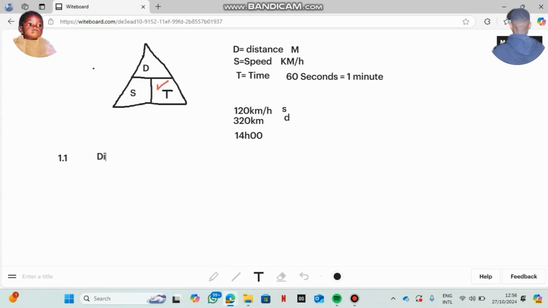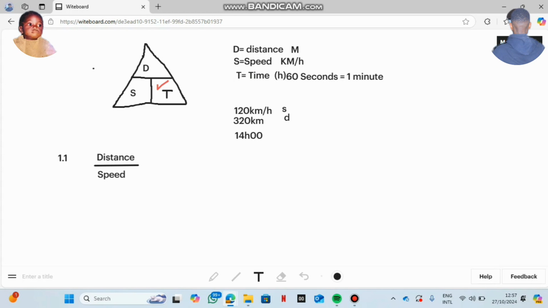This is distance divided by speed. I don't have a division sign, but yes, this is distance divided by speed. Guys, your time should always be in hours, né, unless they tell you to calculate or convert. So now you have your equation like this: distance divided by speed.